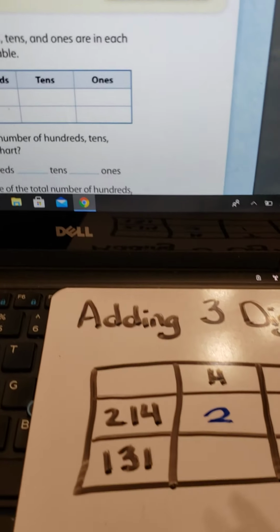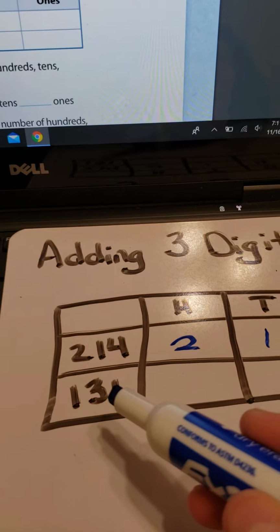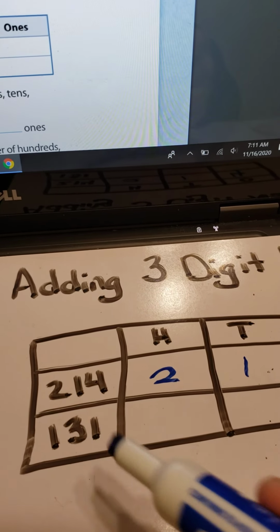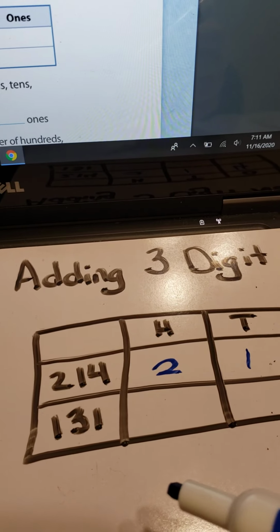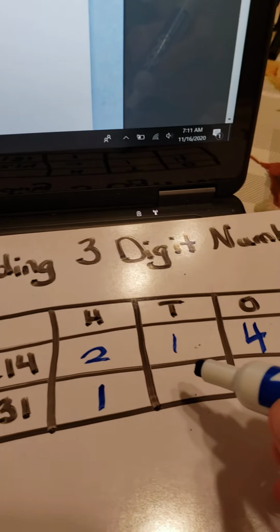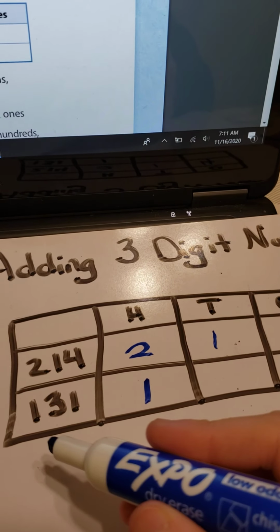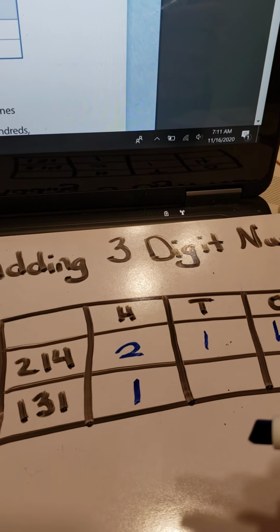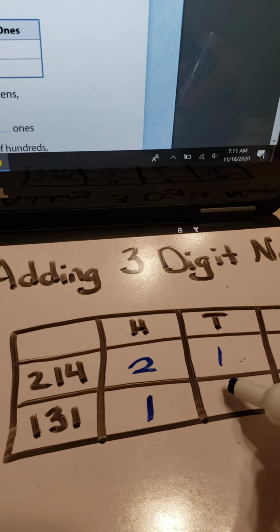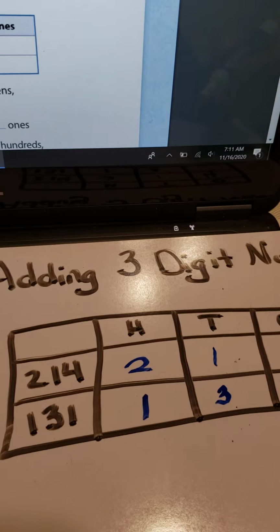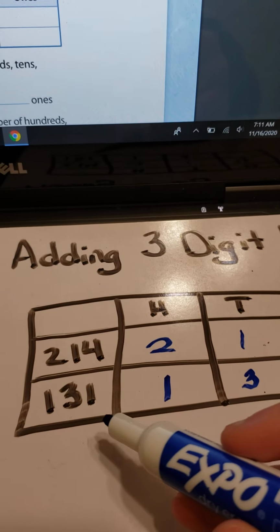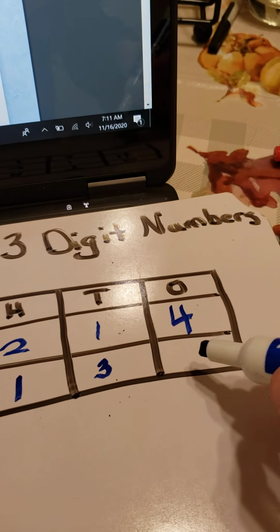Okay? The next number I have is 131. How many hundreds do I have in 131? Very good. I have 100. How many tens do I have in 131? Very good. I have 3 tens. 31, that's 3 tens. And then easy peasy lemon squeezy, I have 1 1 in my ones place. So I'm going to put it right here.